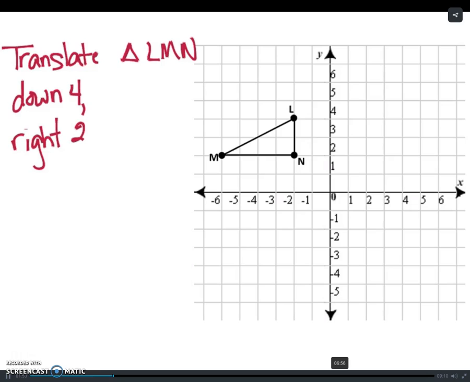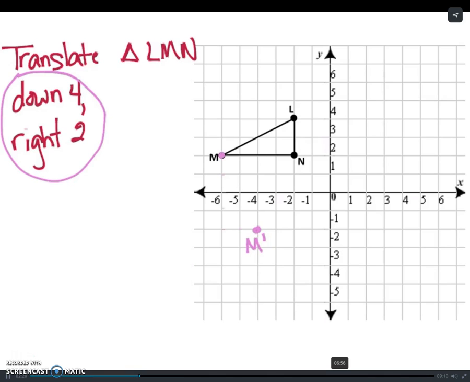Our first example here is triangle LMN, and they've asked us to translate this figure down 4 and to the right 2. For this type of translation, it's easiest just to start with one of the coordinates. In this case, let's start with M, and you're just going to count. So down 4, 1, 2, 3, 4, and to the right 2, 1, 2. And that's going to be where your new coordinate goes. Remember that your new coordinate is shown to be the new coordinate by putting a little apostrophe. So this becomes M prime.